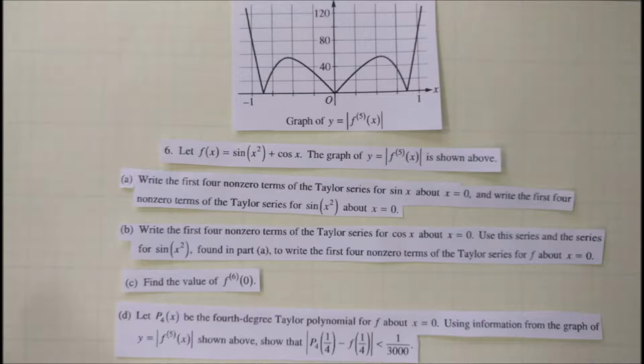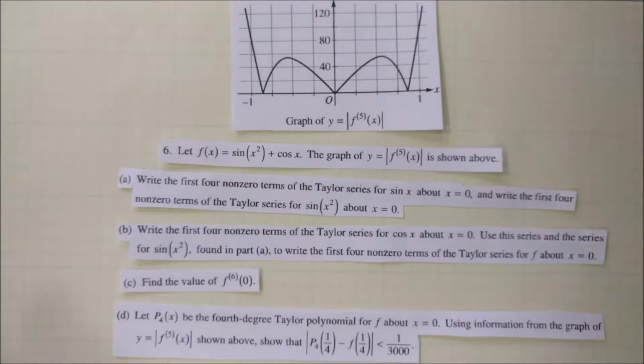Write the first four non-zero terms of the Taylor series for sine of x about x equals 0. Write the first four non-zero terms of the Taylor series for sine of x squared about x equals 0. Well, that's pretty easy, right? Let's get going.